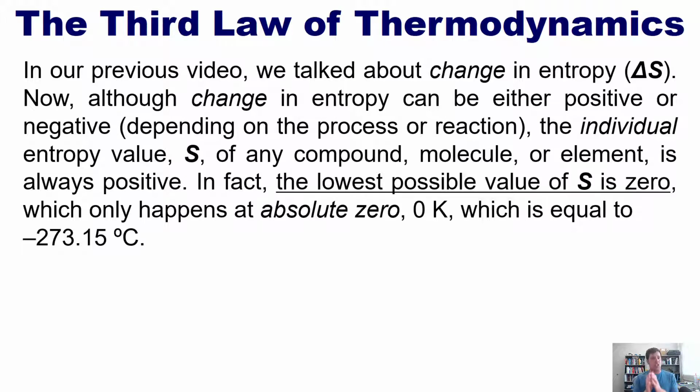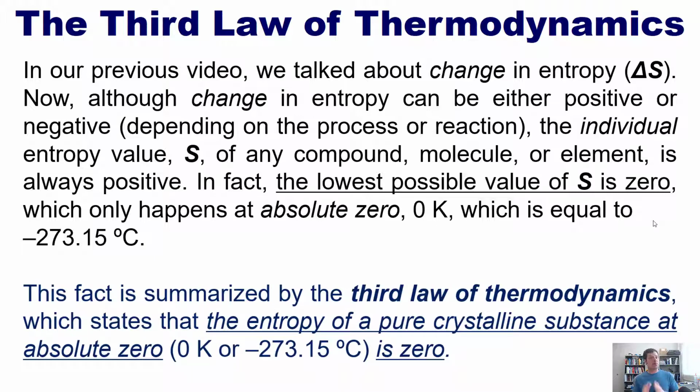Now, although change in entropy can be either positive or negative depending on the reaction process, the individual entropy value, S, that's S without the little triangle in front of it, of any compound, molecule, or element is always positive, or at the very lowest, it can be equal to 0. But the value of S is only 0 at absolute 0, which is 0 kelvins, equal to negative 273.15 degrees Celsius. We see then that any individual S value is never negative.